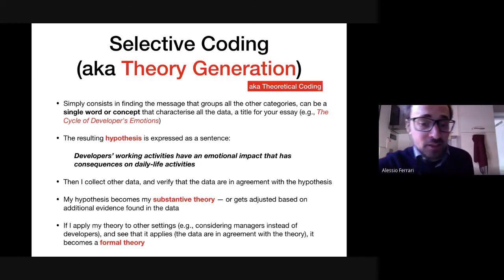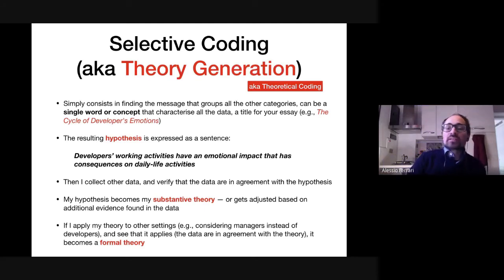I can apply my theory to other settings. For example, instead of considering developers, I consider managers. And if I see that it applies, so if my data, the interviews that I make, lead to an agreement with my theory, it becomes a formal theory. Formal theory is a higher level stage with respect to a substantive theory.